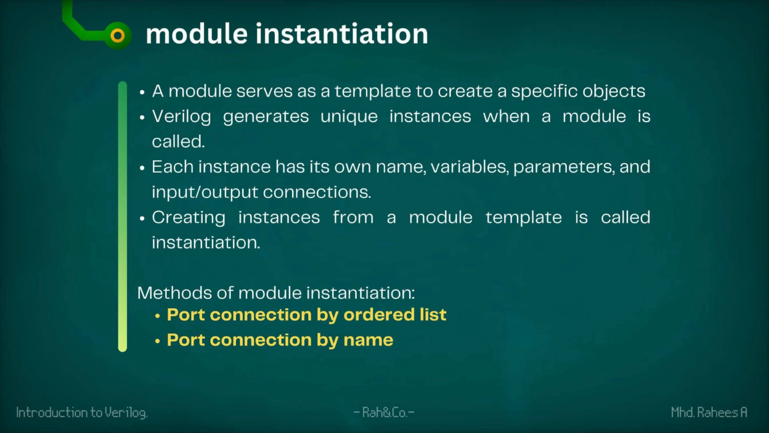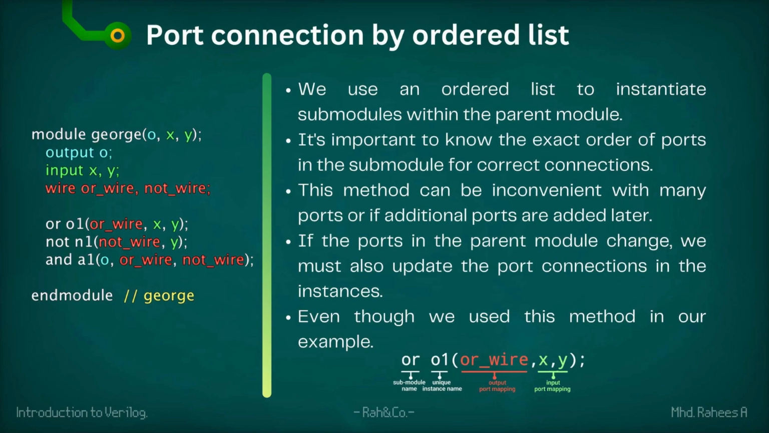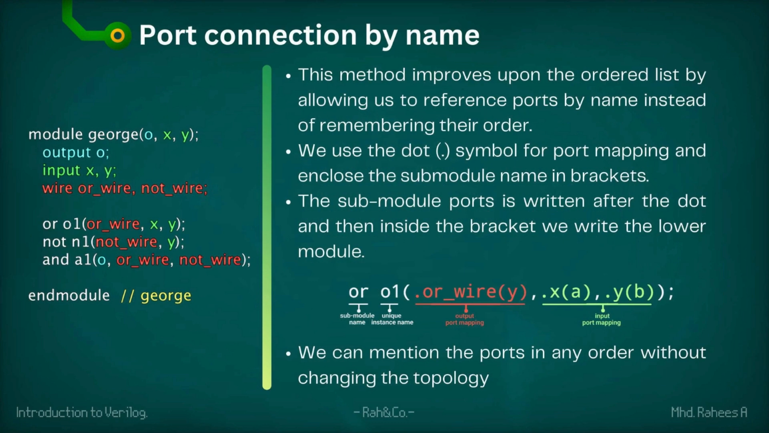There are 2 methods of module instantiation in Verilog. First one is port connection by ordered list. Another one is port connection by name. Port connection by ordered list. We use an ordered list inside the parent module to instantiate the lower modules. Here we must know the exact order of ports in the lower module to make the right connections. This approach can be very inconvenient if we have a large number of ports or sometimes if we add another port in the parent module, even though we used this method in our example.